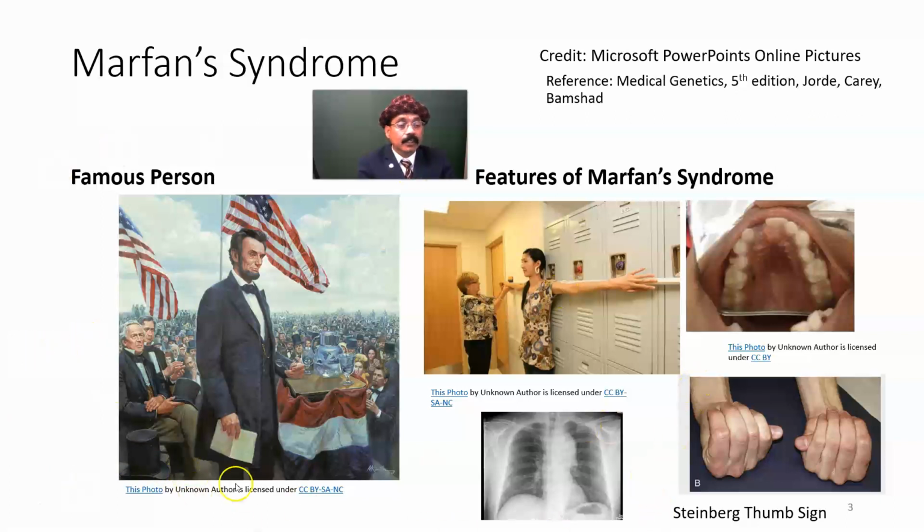Okay, we got that. So, high arched palate. This is the Steinberg thumb. This is the aneurysm of the aorta. This shows very long arms, and the upper limb span is very long, longer than her height. Okay, so we got that. So arm span is greater than the height of the individual. Okay, so arm span is a feature of Marfan syndrome.